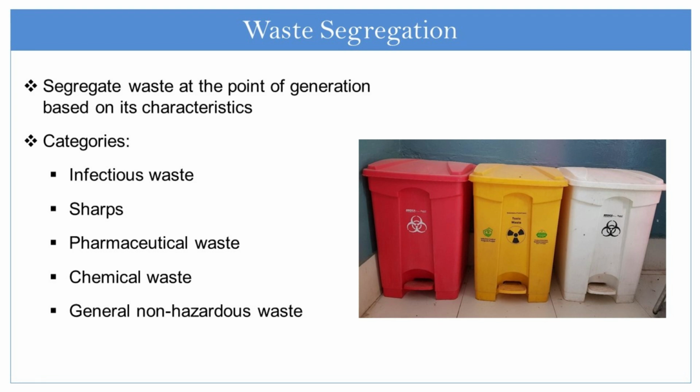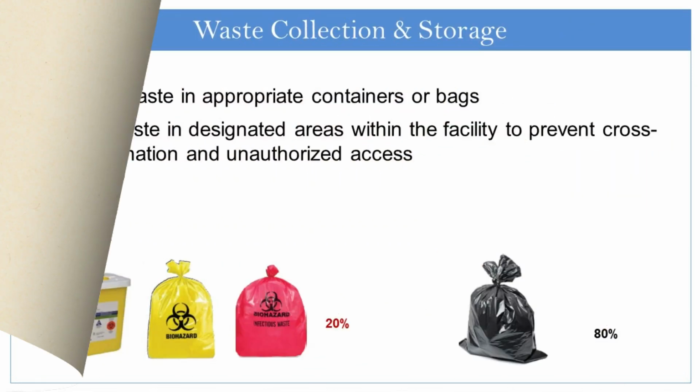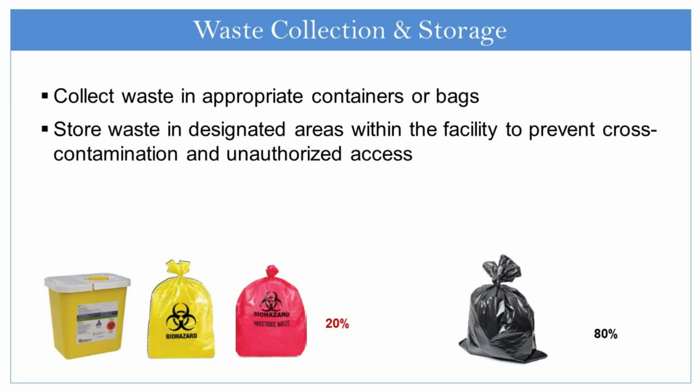So if you look at those pictures which are given at the bottom of this slide, you can see the sharp container and the yellow bag, which has a sign on it of biohazard. It is on the red one as well, but the red one also has the infectious waste. This is 20%, and most of the waste, 80%, is the general waste, which is present in the black bag.